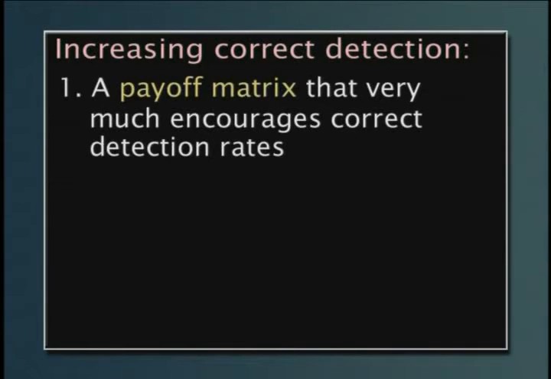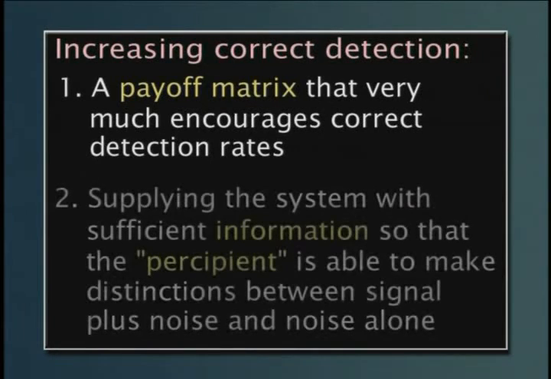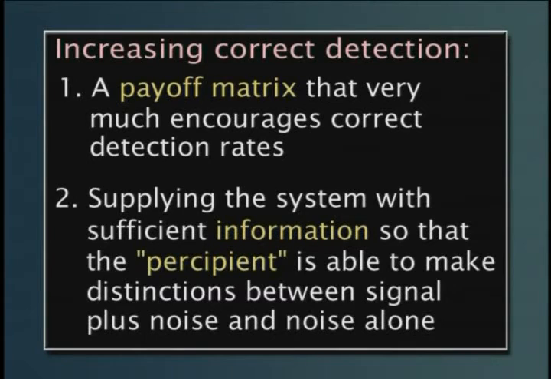First, with a payoff matrix that very much encourages correct detection rates. You want to jack that up. But then by supplying the system with sufficient information so that the percipient, or the radar system, the radar installation, is able to make distinctions between signal plus noise and noise alone.